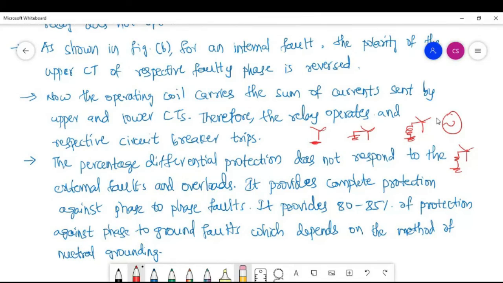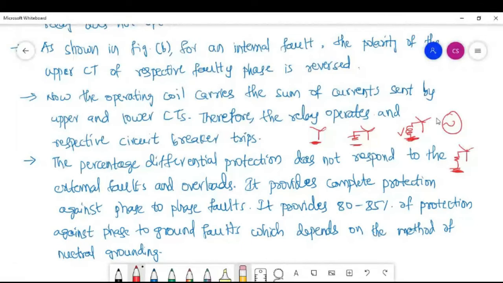The percentage of differential protection depends on the neutral grounding if the fault is a phase to ground fault. Because the fault is a ground type of fault, it depends on the neutral grounding. What type of neutral grounding? Either reactance grounded, solidly grounded, or resistance grounded, the amount of current flowing through the operating coil will be different. So the amount of current flowing through the operating coil differs based on the method of neutral grounding.